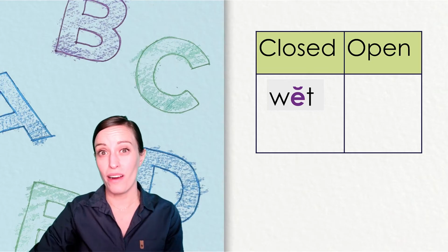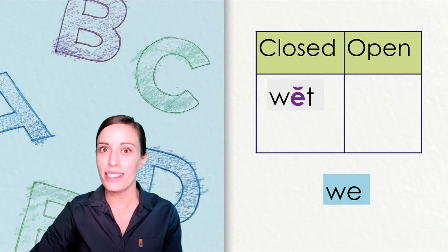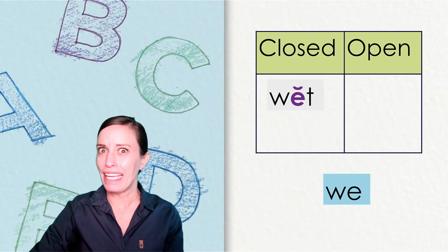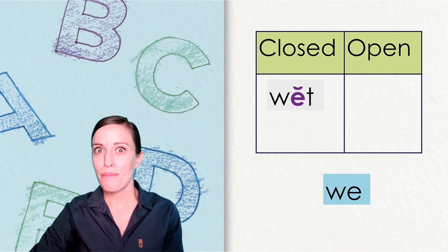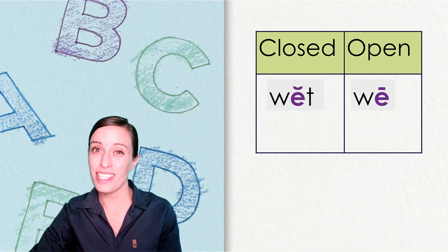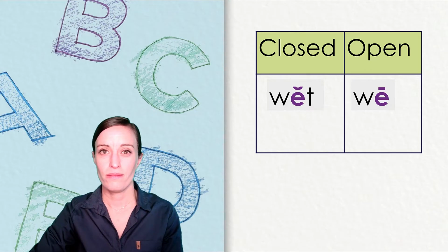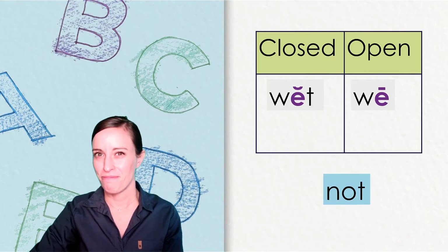Let's look at the next word. When we take the T off, we open the door and we open the syllable. So now the E can call out its name. So the word wet became the word we. That makes the word we an open syllable word. Here's the next word. Try to tap it out. Let's do it together.